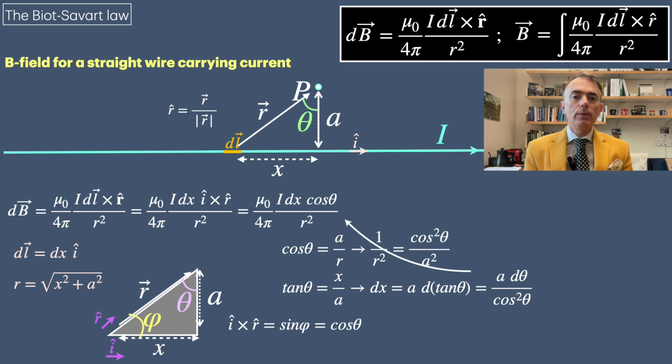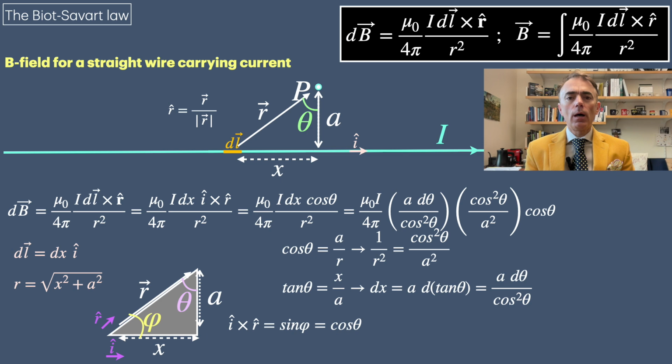Putting this back here, mu naught I over 4 pi times dx times 1 over r squared times the cosine of theta. This simplifies to mu naught I over 4 pi a times cosine of theta d theta. Let's clear the blackboard.